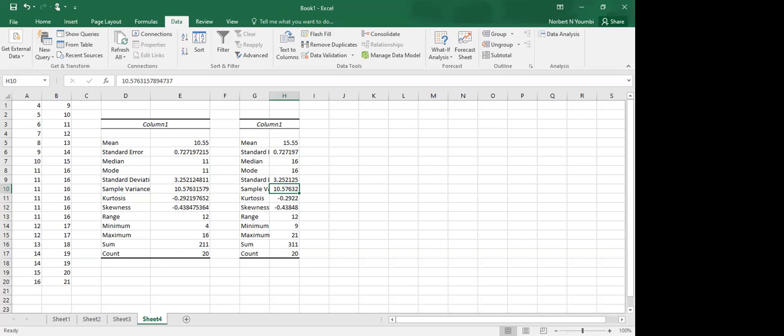Do you think the standard deviation will change? The standard deviation is the square root of the variance. So if the variance does not change, the standard deviation will not change.